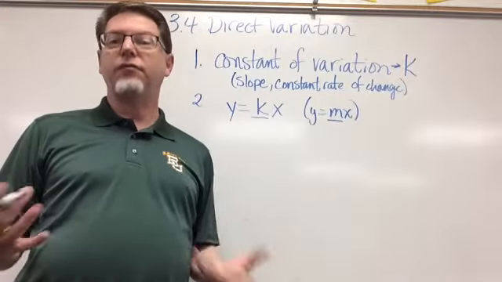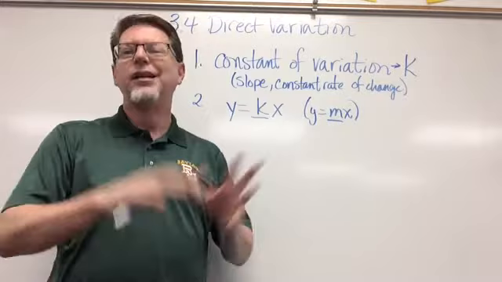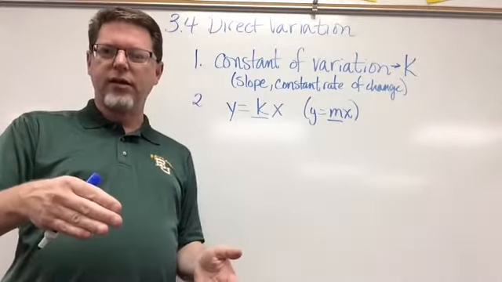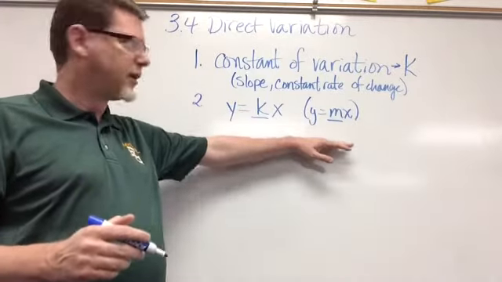You've already learned how to find slope by using rise over run or y2 minus y1 over x2 minus x1. Same rules apply. And if it's a table, you're looking for the constant rate of change. All of those same rules apply. This is just direct variation, okay?